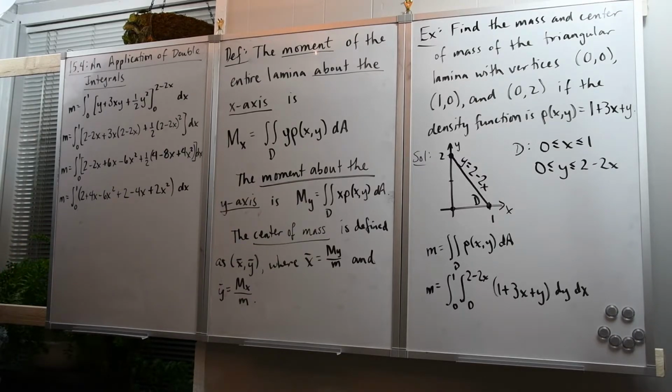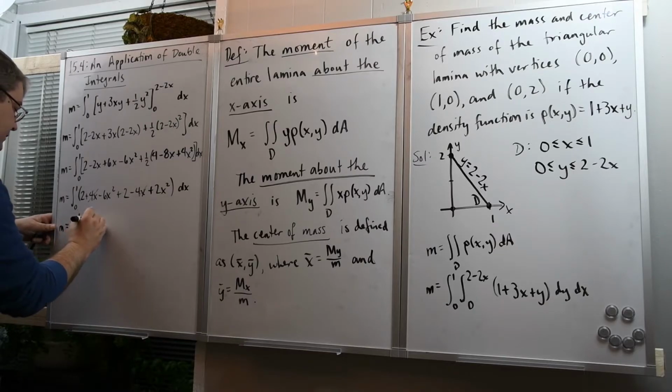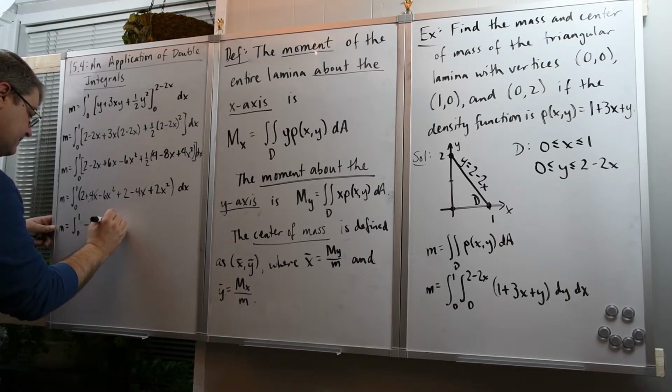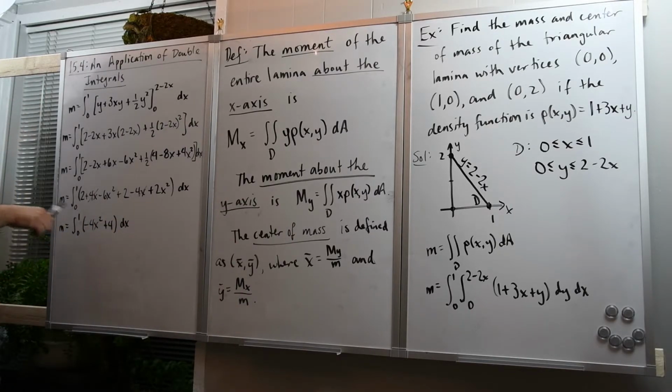Well, this is pretty nice, because notice the 4x here and the negative 4x here are going to go away. So we'll have the negative 6x squared plus 2x squared gives us a negative 4x squared. Then the 2 plus 2 here will give us 4. And now we have something that's really easy to integrate with respect to x.